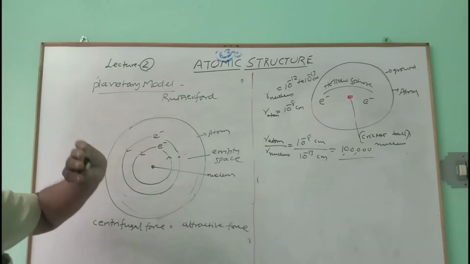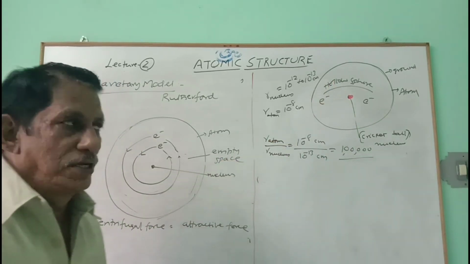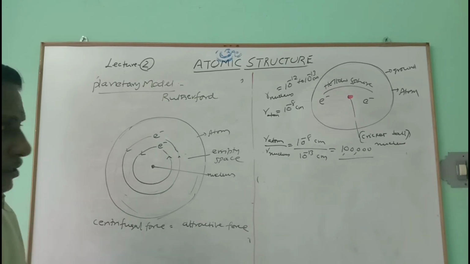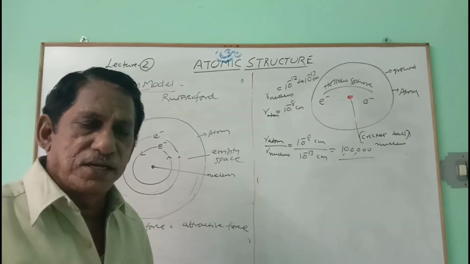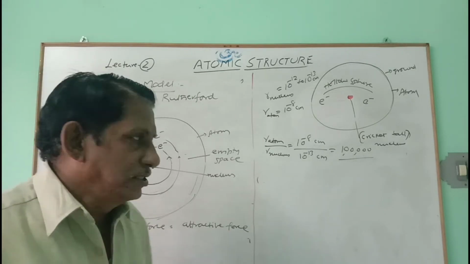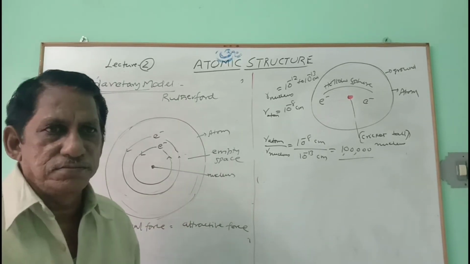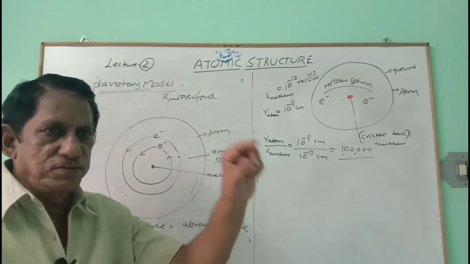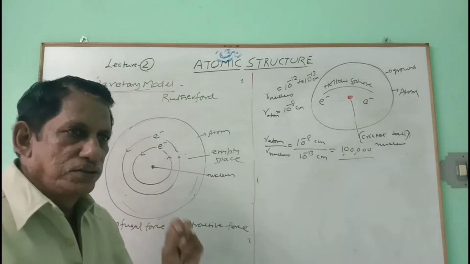So here in this Rutherford model, the nucleus is there, the atom is there with a large empty space. In the large empty space, electrons are revolving like this. This is the model, compared to the planetary model. Just like planets are revolving around the sun, so also the electrons are revolving around the nucleus. The nucleus is compared to the sun and electrons are compared to the planets. Planets are continuously revolving around the sun, so also the electrons are revolving around the nucleus.